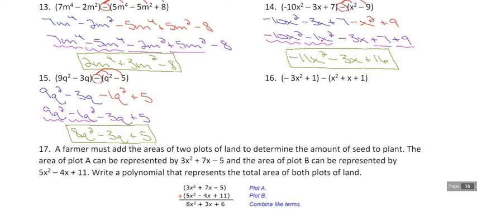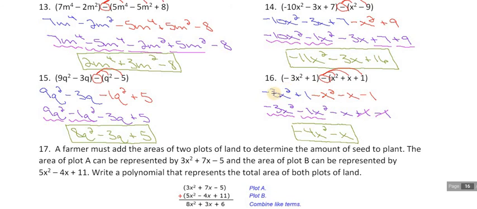You give number 16 a shot. Make sure, A, we drop down our first polynomial. Do not change anything about it. Just remove those parentheses. And then distribute the minus sign all the way through our second polynomial before we rearrange and combine like terms.